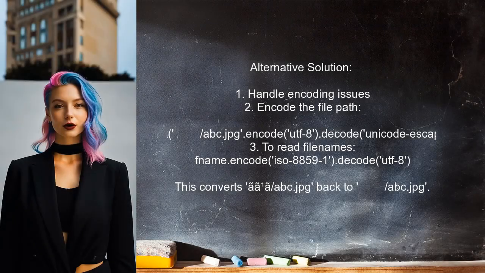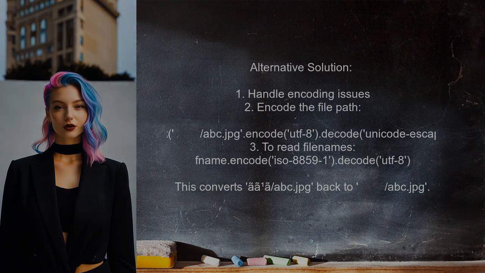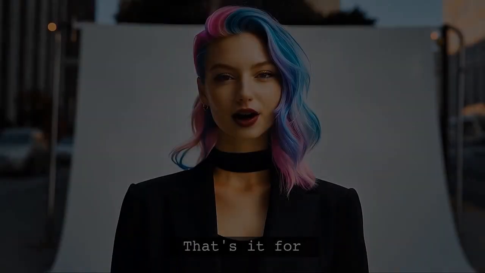An alternative solution involves addressing encoding issues. The user suggests encoding the file path using Windows encoding. For example, if you have a string like tistelabc.jpg, you can encode it to UTF-8 and then decode it using Unicode escape. This will give you a different representation of the string. Additionally, to read the file names correctly, you can use a library to read the file names and change the encoding back to the original format. That's it for that answer.